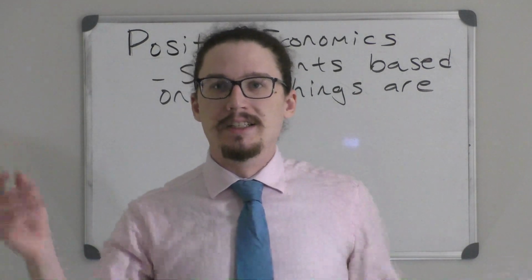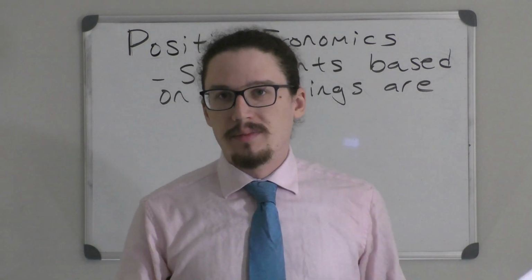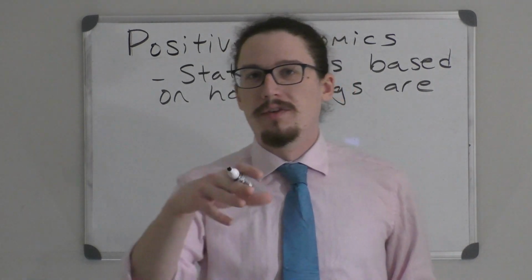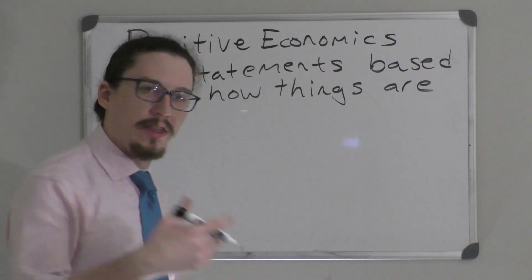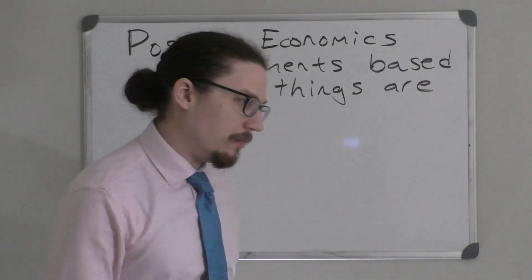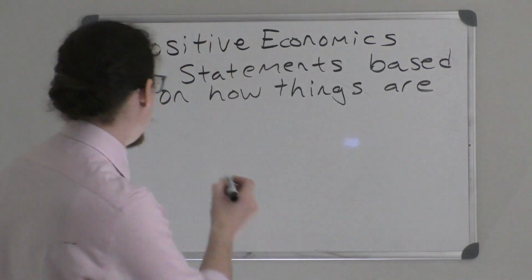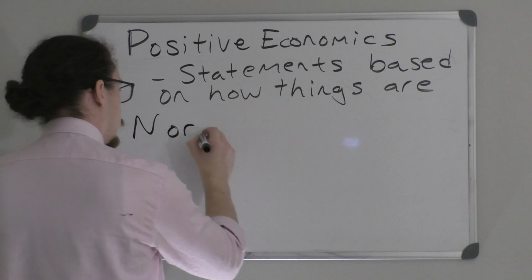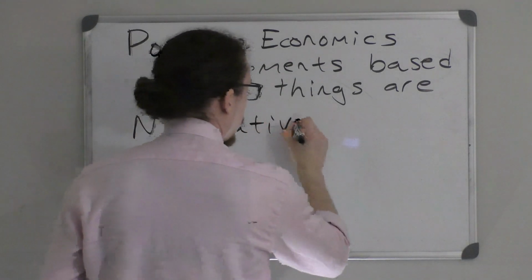Another one would be just kind of a descriptive thing. So the GDP for the US in 1912 was $3.7 million. I don't know if that's true or not, so don't write that down, but that's an example. It's just stating a fact.